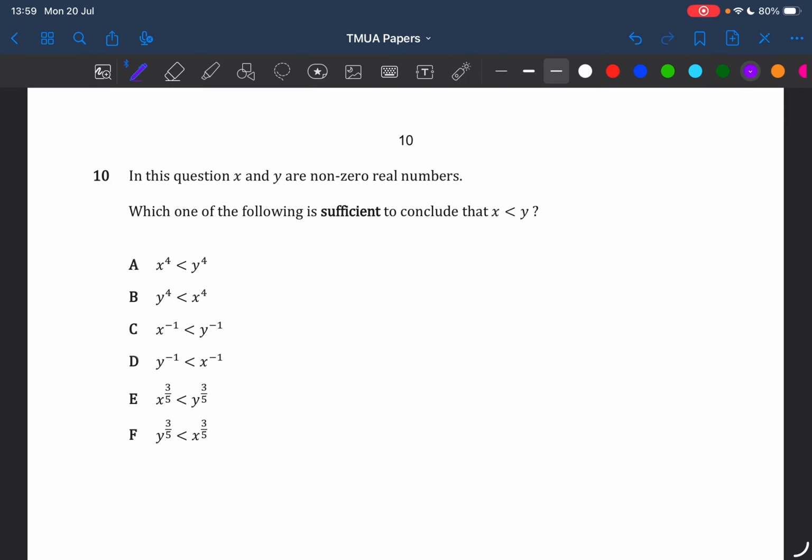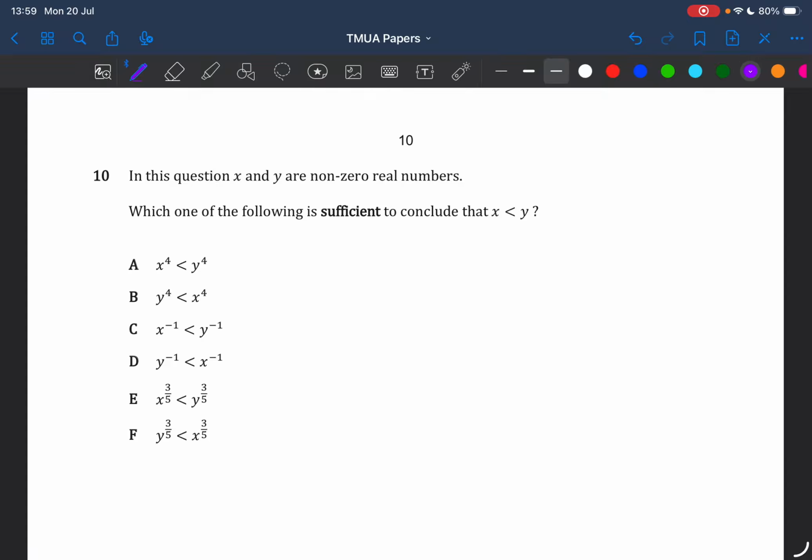In this question, x and y are non-zero real numbers. Which of the following is sufficient to conclude that x is less than y? So we basically wanted to do some function to them to make sure that they stay in the same order effectively, or at least that they completely reverse order. You can go through and find some examples for all of these and figure out what's going on with them.